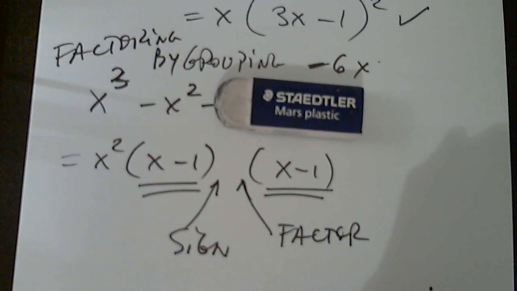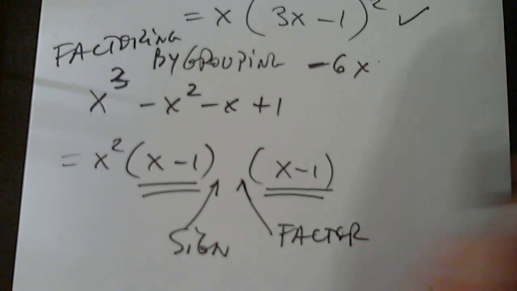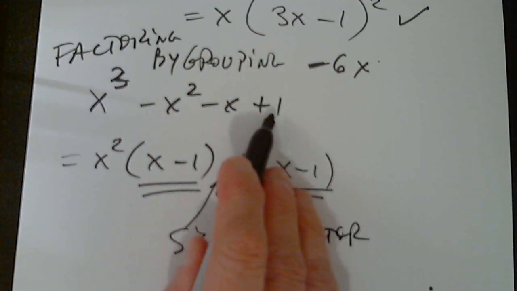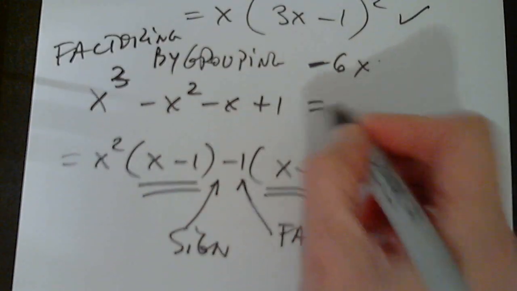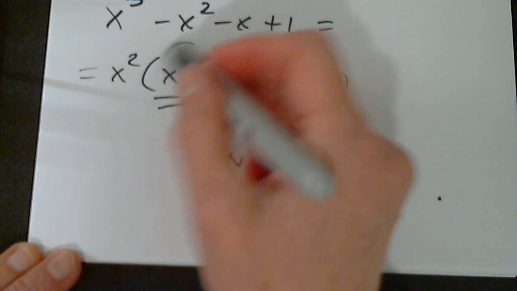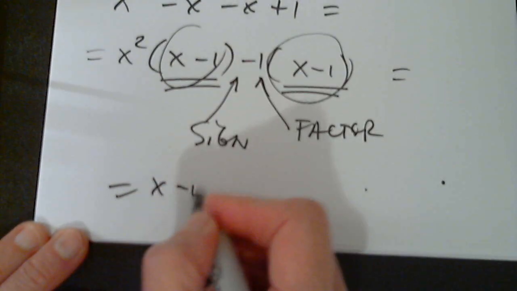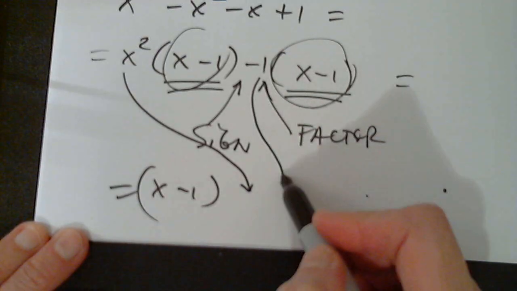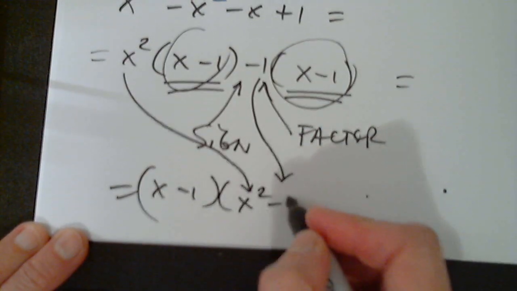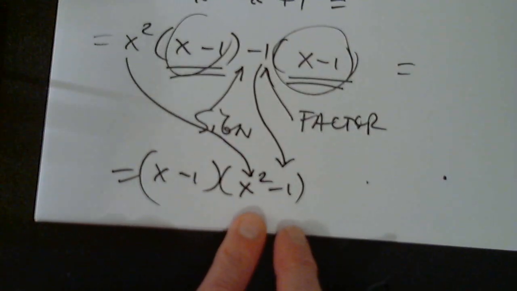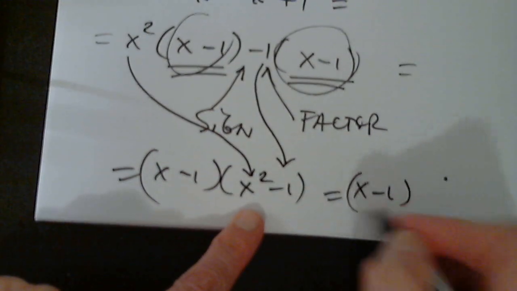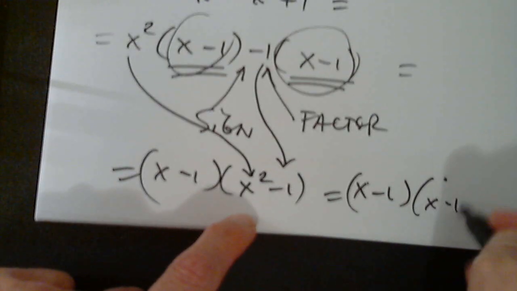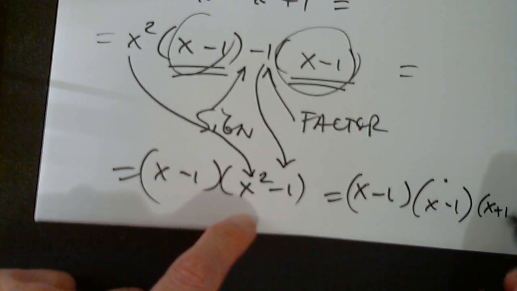Negative 1. Negative 1 times x, negative 1 times negative 1. Now I am able to continue because this is the common factor that comes out. And what is left? X squared and negative 1 are left. But this is the difference of squares. So I have x minus 1, which is this factor. And now I factor this into x minus 1 and x plus 1.